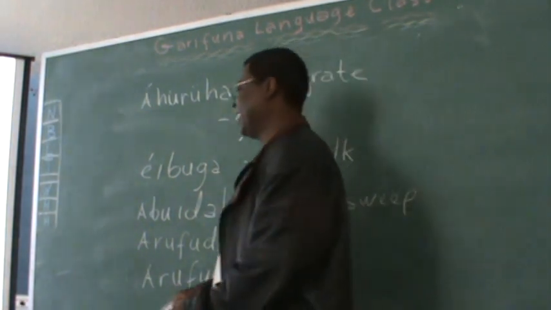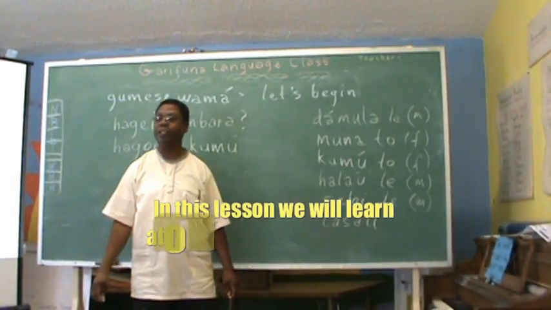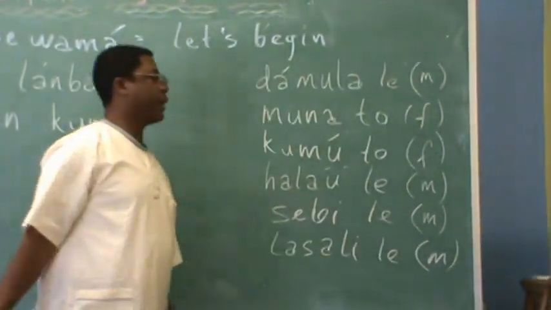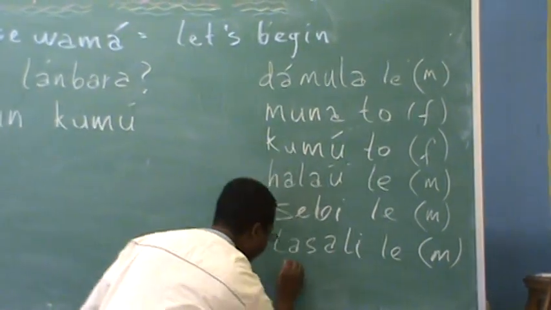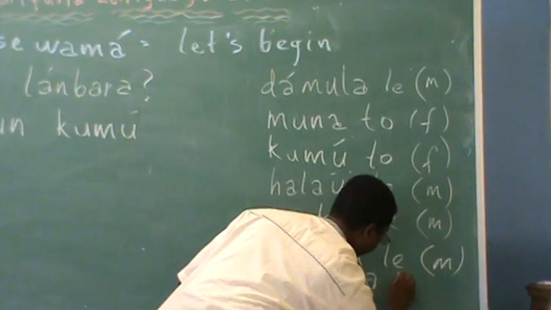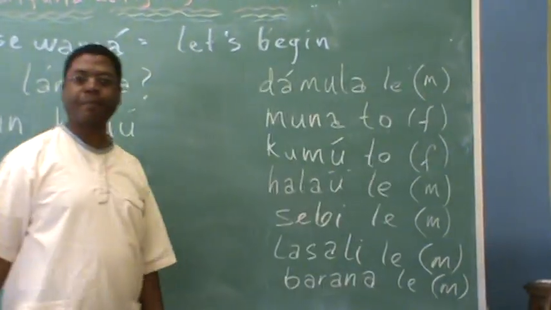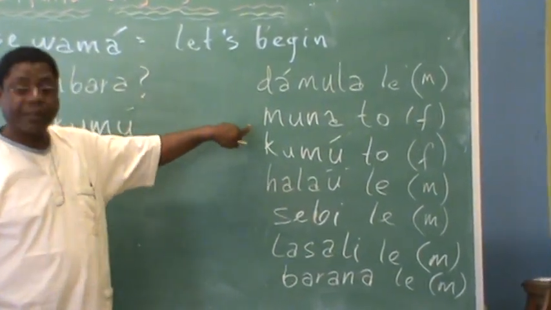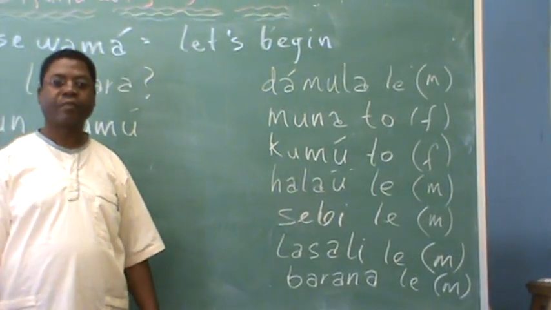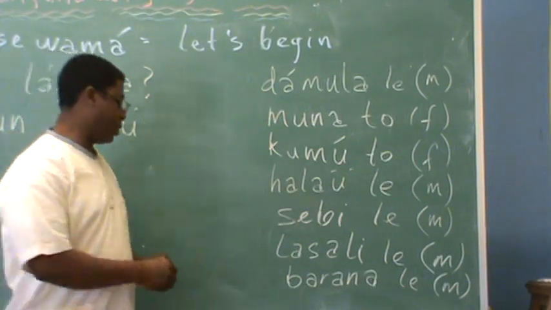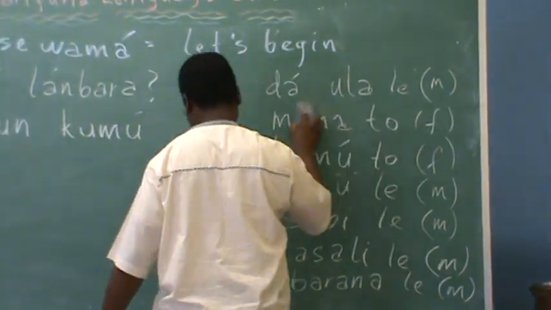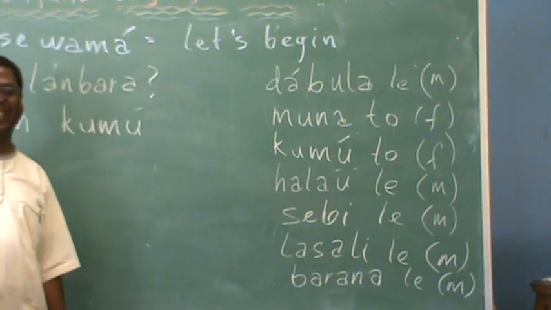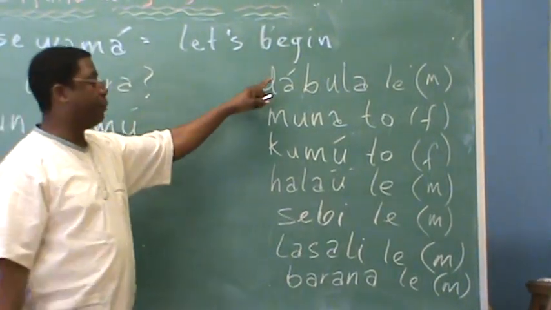Now, la sali le or la sali to? La sali le. That's this one, right? Masculine. Barana le or barana to? Barana le. Masculine. Ooh, I didn't know that. These are masculine words and these are feminine. Dabula or damula? Dabula le. I was testing you, Ron is the only one paying attention here. Dabulale means this table.